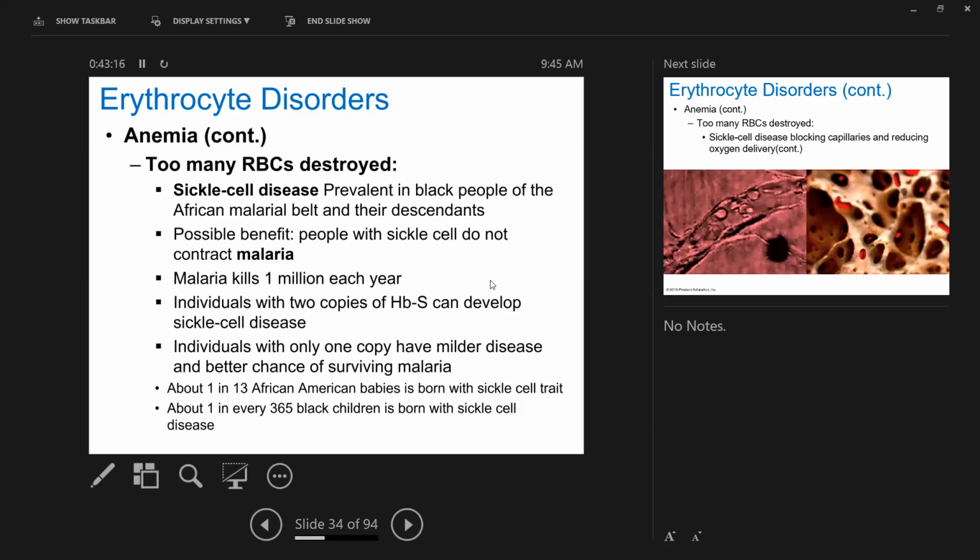The odds are better to have the trait than they are to have the disease, because the disease shows up in about 1 out of 365 African American children. So it's primarily confined to that population group, the African American group, or Black people around the world. It isn't just in the U.S.